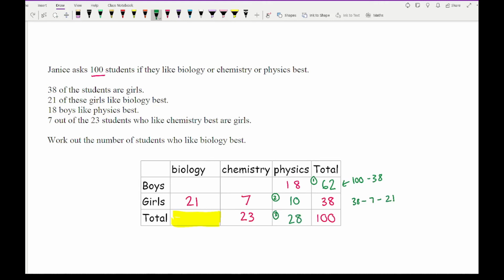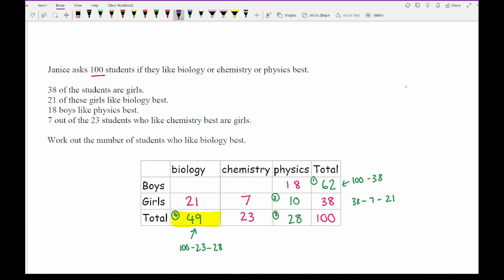And then from this, I can work out the total number of people who like biology by doing 100 take away 23 take away 28, which, if I calculate that, gives me an answer of 49. And then if I wanted to, I could complete the table.